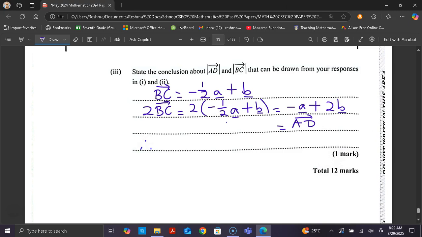So therefore, and notice they ask about the size, though. These strokes on either side of the vector mean the magnitude of it. So we could leave out the vector symbol and just say that the size of vector AD is equal to 2 times the size of vector BC.